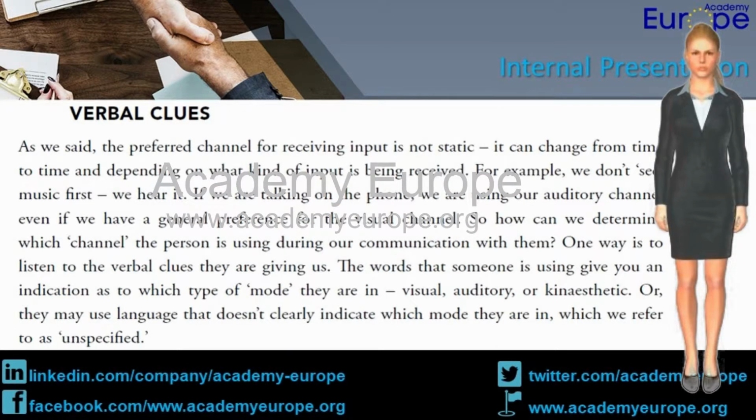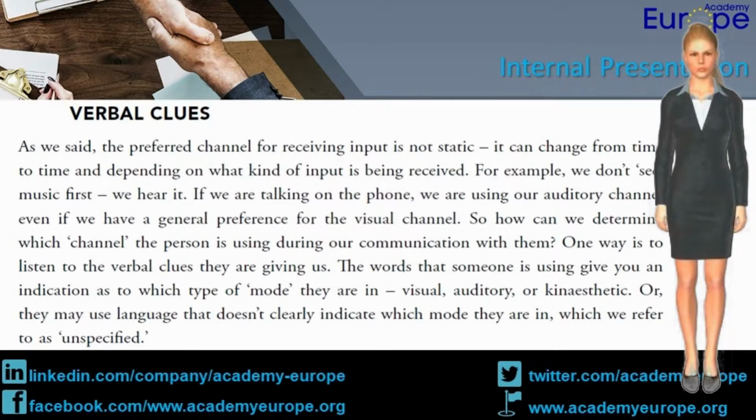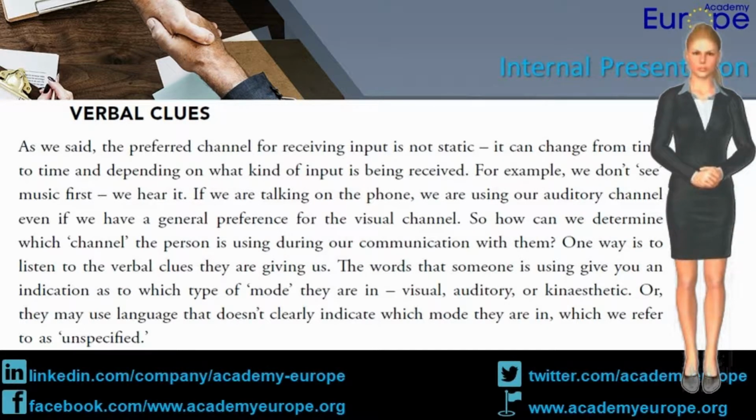Verbal clues. As we said, the preferred channel for receiving input is not static, it can change from time to time and depending on what kind of input is being received. For example, we don't see music first, we hear it. If we are talking on the phone, we are using our auditory channel even if we have a general preference for the visual channel. So how can we determine which channel the person is using during our communication with them?